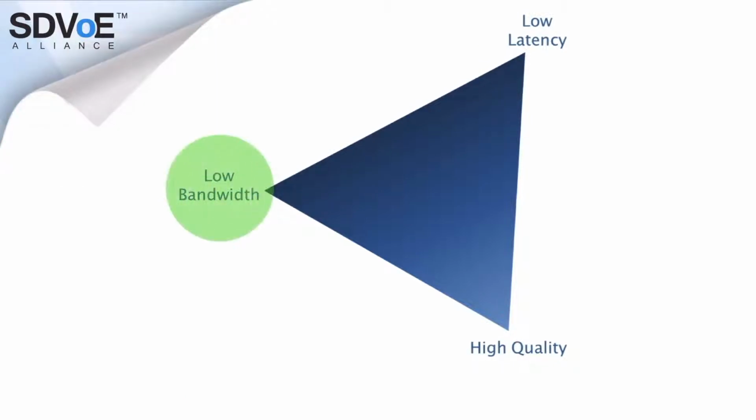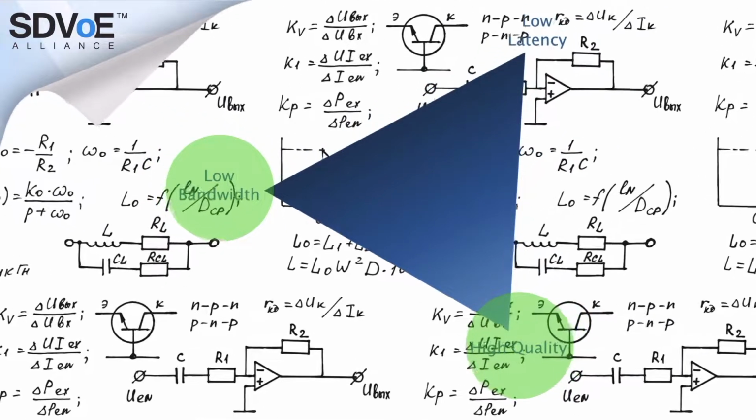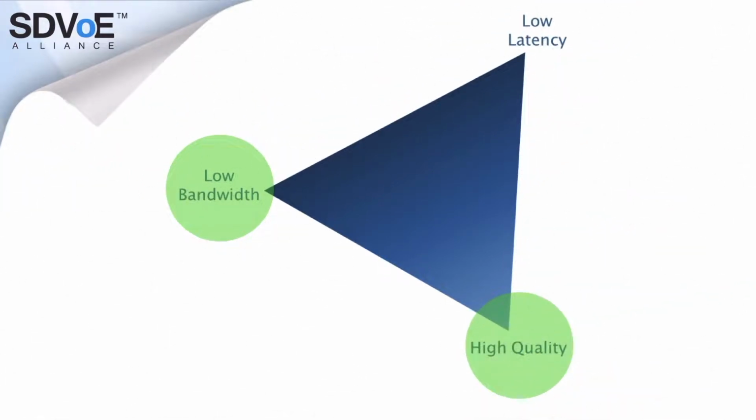Achieving lower bandwidth without significantly impacting quality requires more sophisticated algorithms. These take longer to run, so latency goes up. Keeping latency low and quality high means compressing less, so bandwidth goes up. Streaming a low latency video stream with low bandwidth has a drastic effect on the quality.